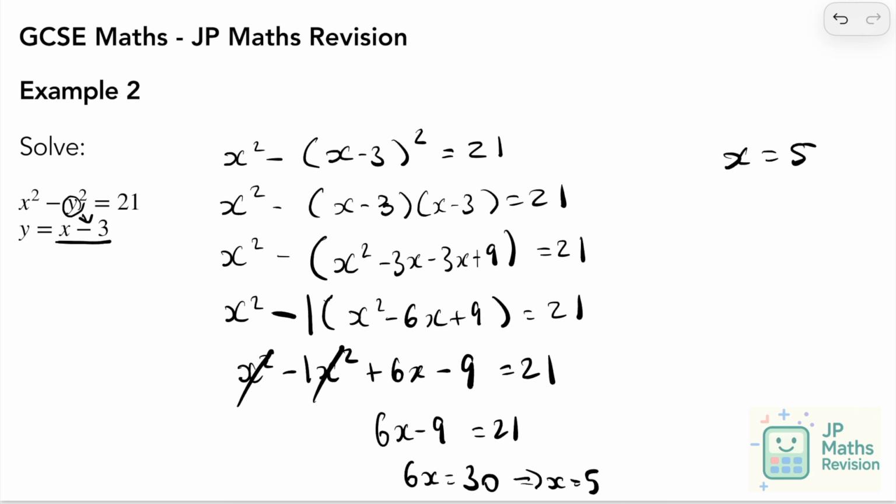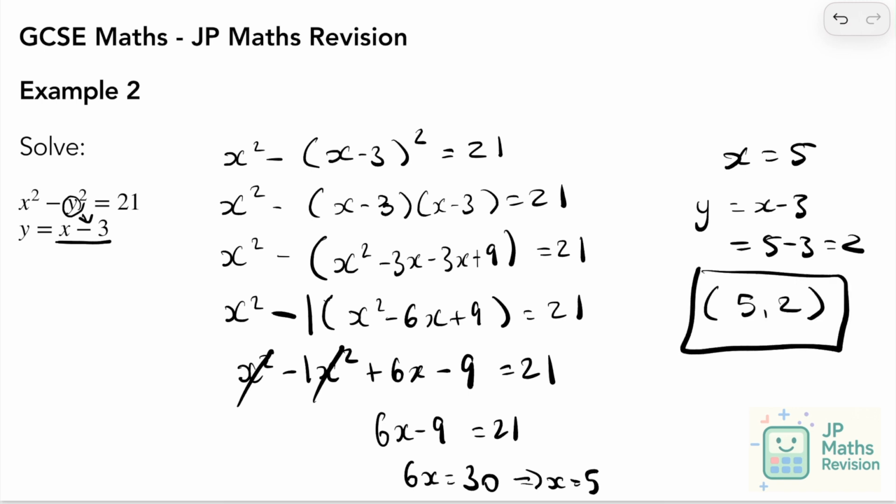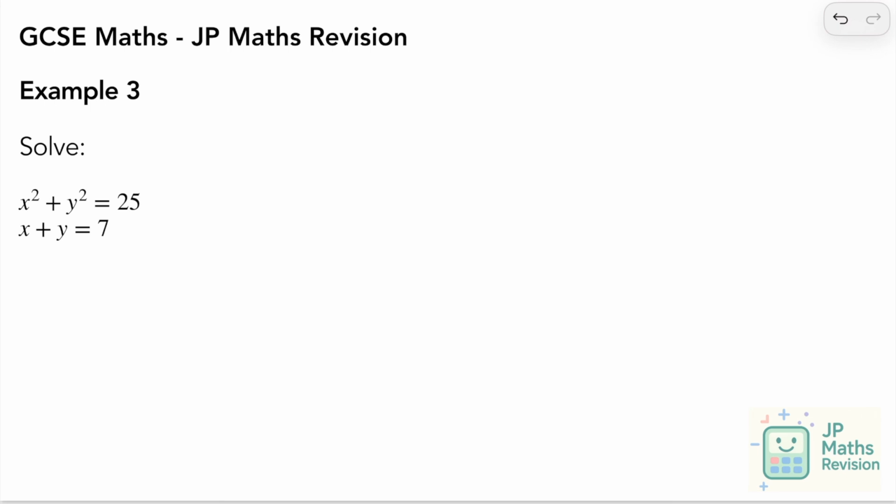When x equals 5, if we sub it into y equals x minus 3, I get 5 minus 3, which is 2. So the one solution to this one is 5, 2.